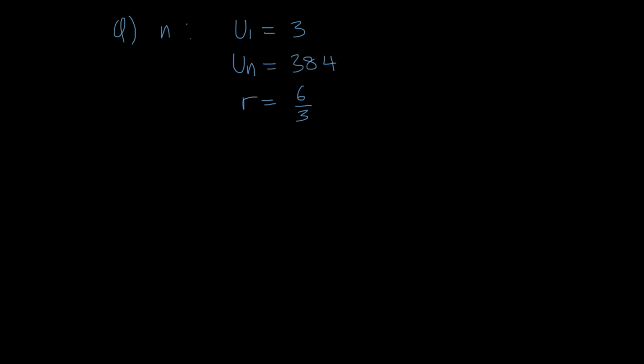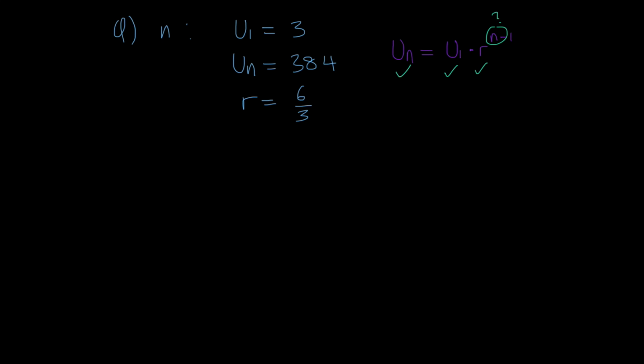Okay, so to solve this, again, we need to make use of our formula, and that is u sub n equals u sub 1 times r to the power of n minus 1. Okay, so now we have a different scenario here. Here we know what u sub n is, we know what u sub 1 is, we know what r is, so we want to try and find what n is.